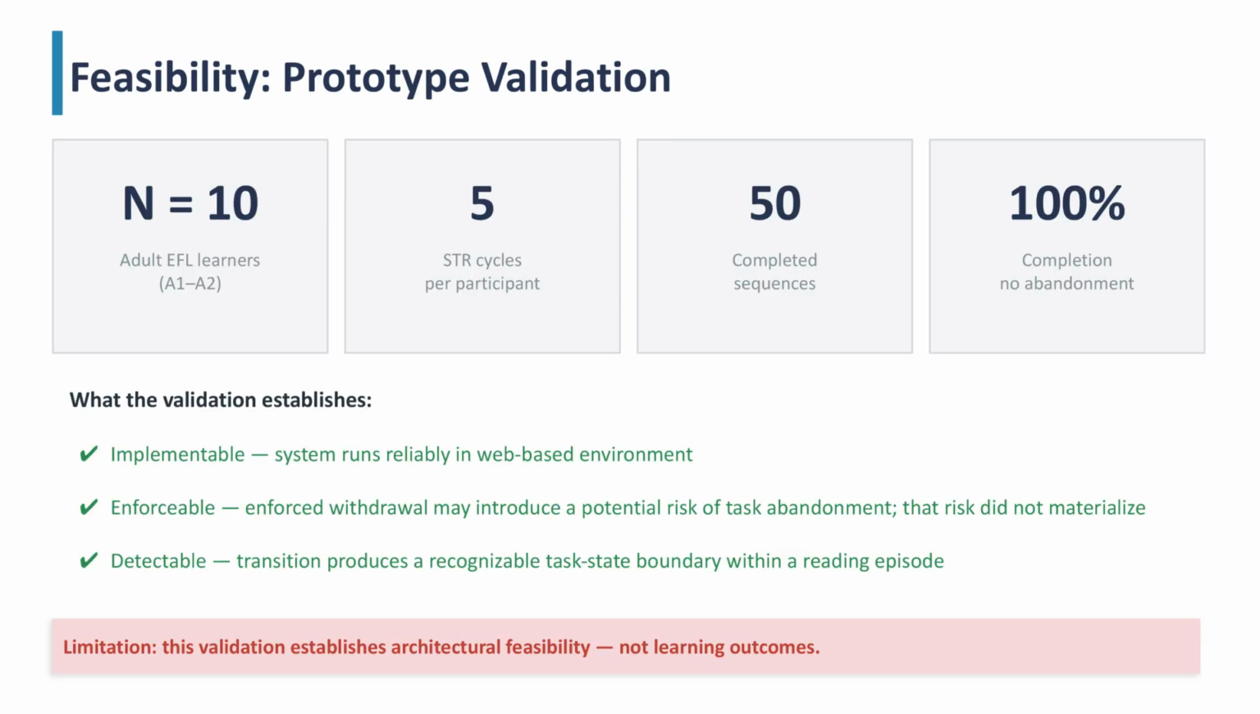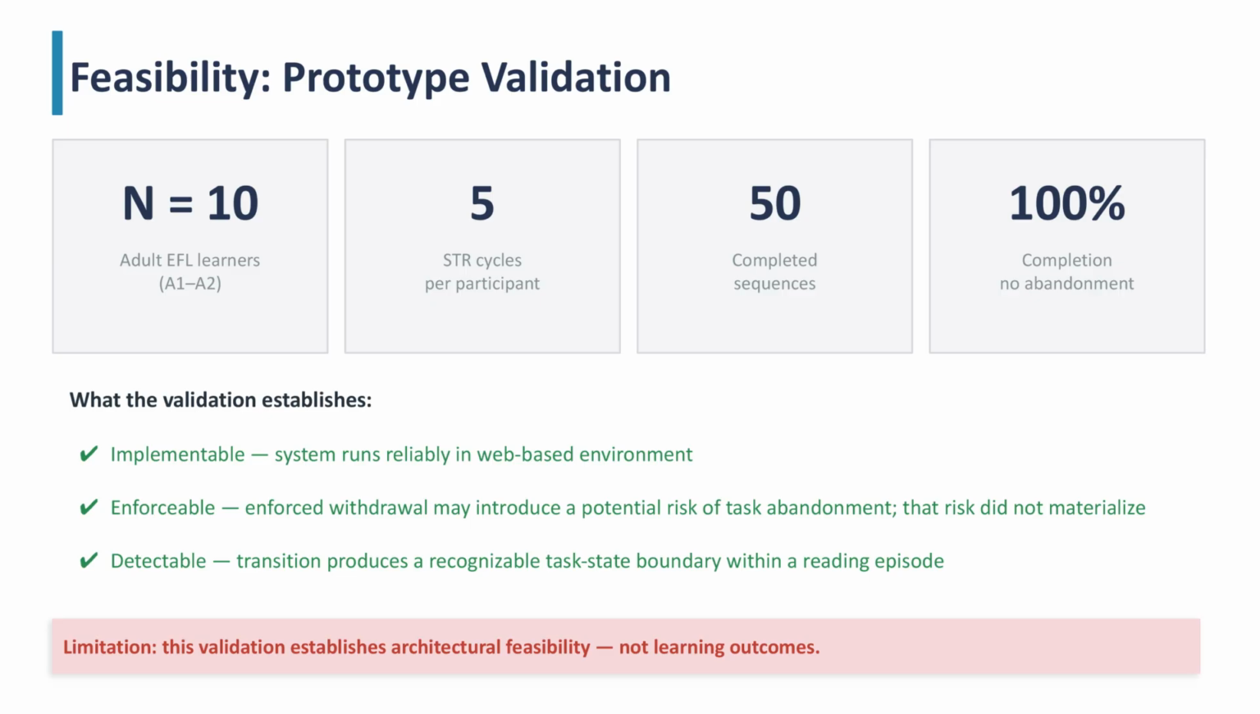A minimal web-based prototype was tested with 10 adult learners. Each participant completed 5 STR cycles, 50 sequences in total. All sequences were completed. There was no task abandonment. This is important because enforced withdrawal of support could reasonably be expected to reduce engagement. That risk did not materialize under these conditions.